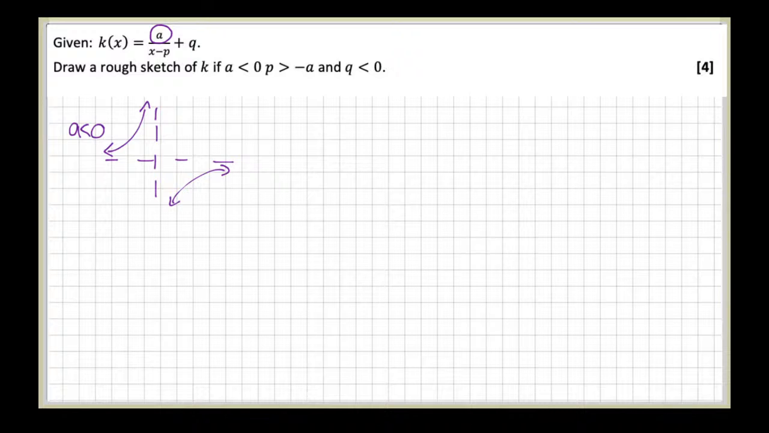P is greater than negative A. Okay, let's put that one on ice. I'm going to just wait with that one, please. So, let's start with just the easy things that I do know.